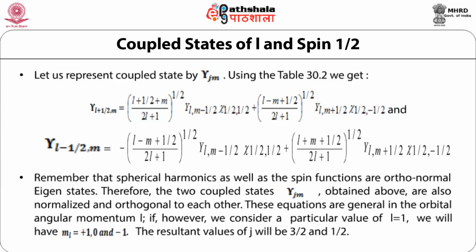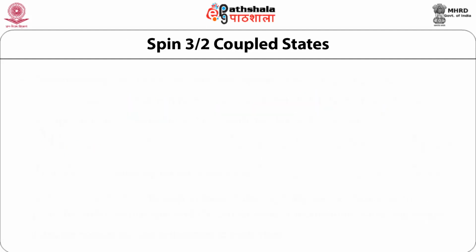And the resultant values of J will be J equal to L plus half to L minus half, where half is the spin term. So J will give you the values 3 by 2 and 1 by 2 corresponding to the value of L equal to 1. Spin 3 by 2 coupled states.